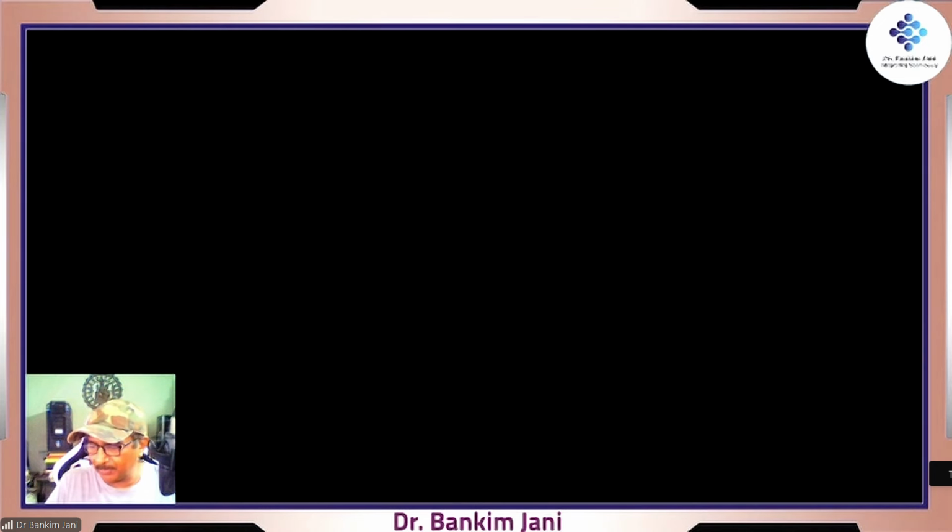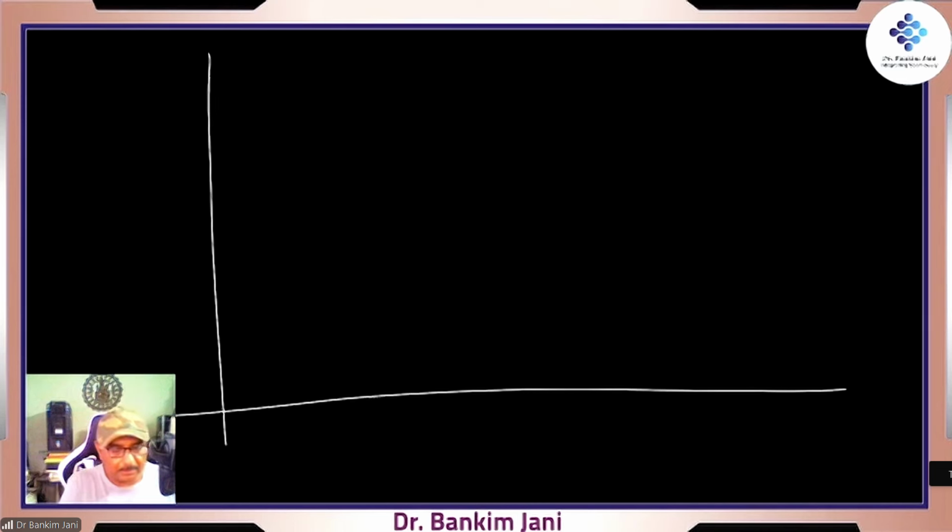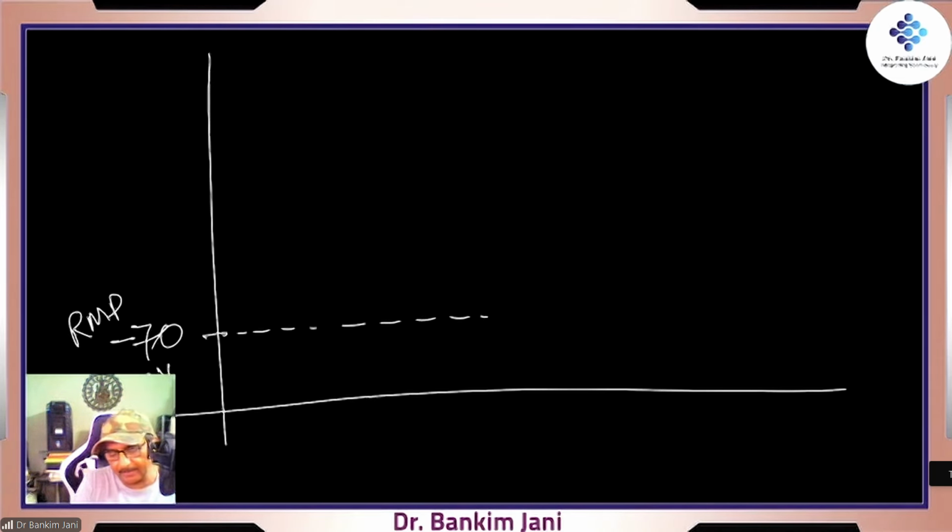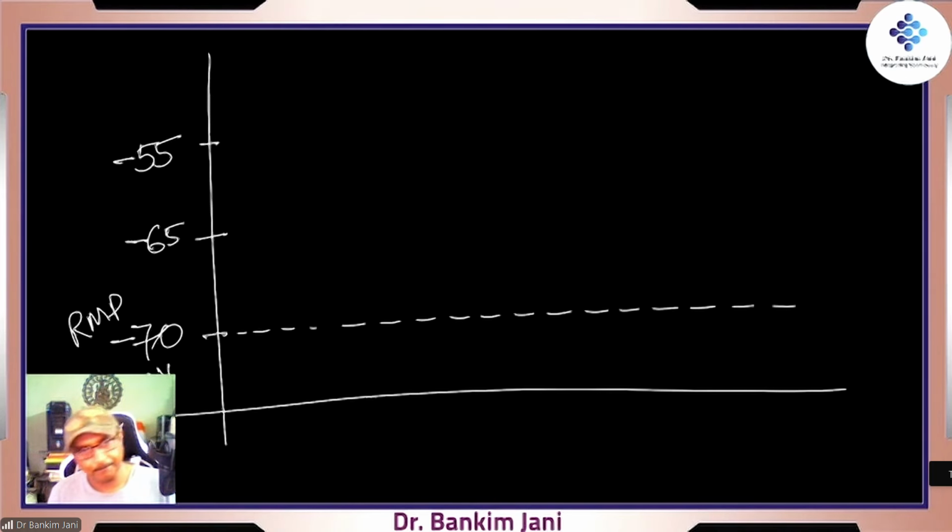From this point onwards, we'll be drawing several graphs, only graphs. You just have to visualize this happening. So here is the first one. Minus 70 millivolts, this is our resting membrane potential. Then this one is, let's say, minus 65, and this one is minus 55. Just draw lines everywhere.